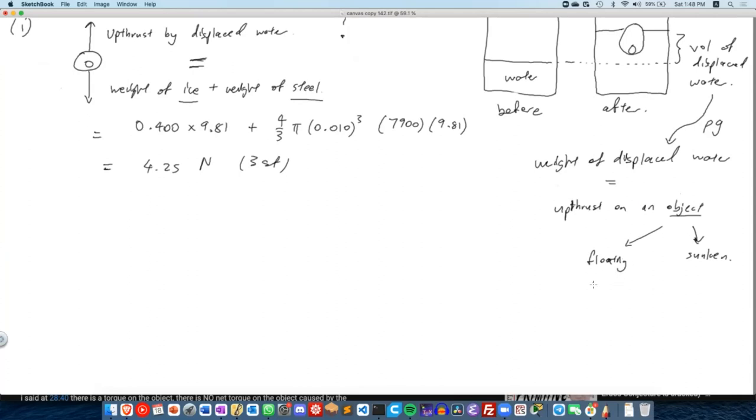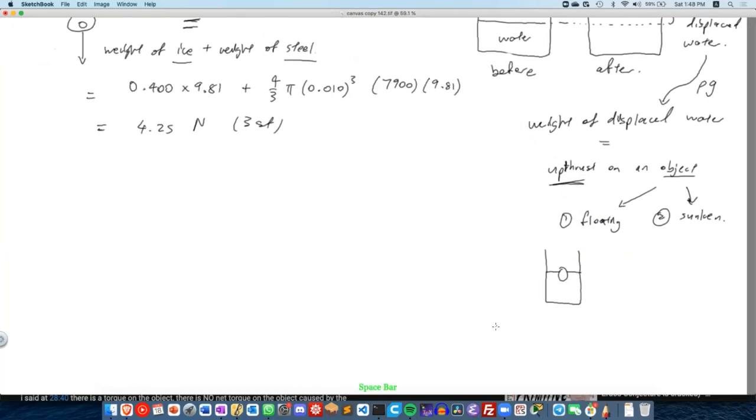But let's review these two scenarios. One is when it's floating and one is when it's sunken. In both cases, the upthrust is still equal to the weight of the displaced water. But if the object is floating, then the upthrust is equal to the weight of the floating object.